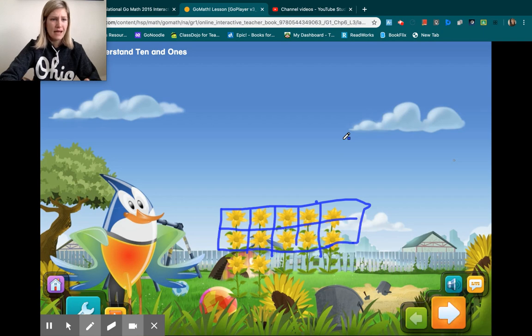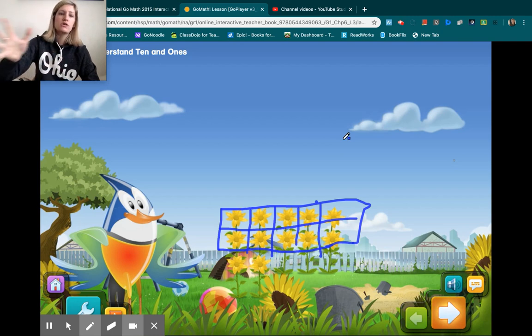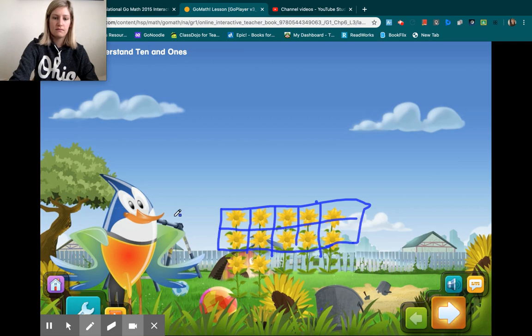So, do we have to count 1, 2, 3, 4, 5, 6? No way. We can grab 10 and count on. So 10, 11, 12. So we counted tens and 1, 2 more.